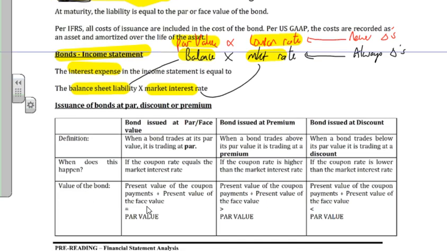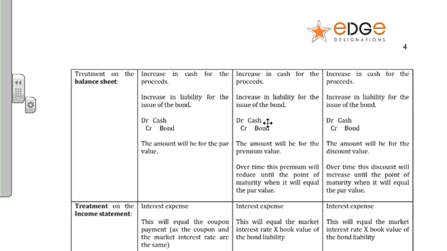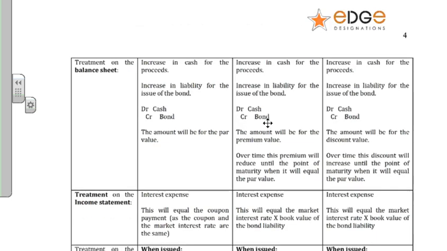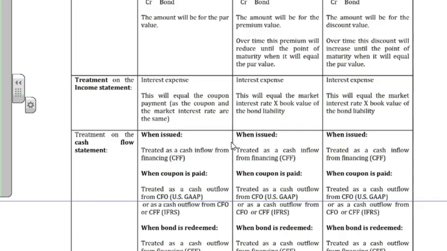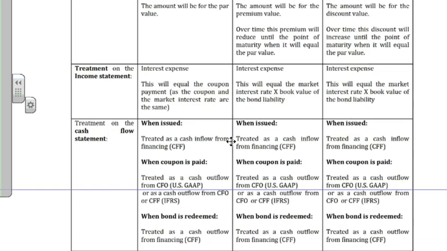Okay, and we've spoken about these already, bonds issued at par, premium, and discount. I'm not going to spend too much more time over there. And how we treat them in the balance sheet, we've spoken about that as well. Down the page, the only one that we haven't spoken about to any extent is how we treat it in the cash flow statement. Doesn't matter when the bond is issued.